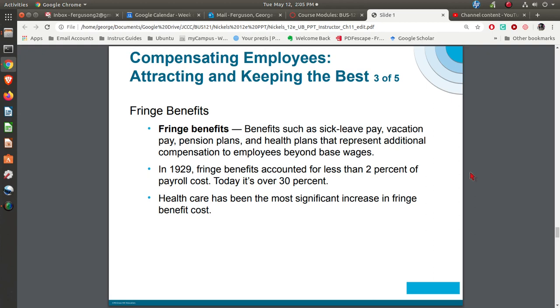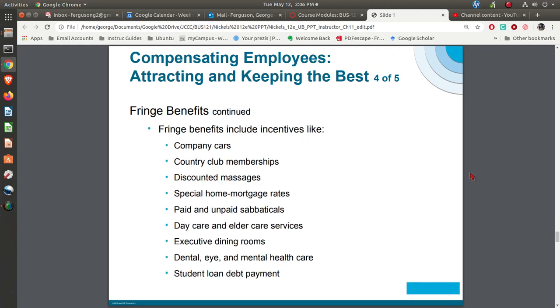When companies are paying another $12,000 for your medical insurance, that may not be cash in your pocket. The thing is, that's something you don't have to buy. They can have things as far as fringe benefits, bennies or perks, things like company cars, country club memberships, discounts at places, paid and unpaid sabbaticals.